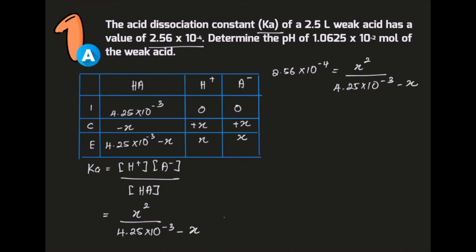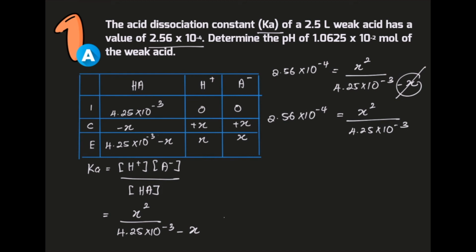So what we are going to do now is we are going to approximate. So we are going to remove the x around here. So you should get 2.56 times 10 to the power of negative 4 equivalent to x squared divided by 4.25 times 10 to the power of negative 3.